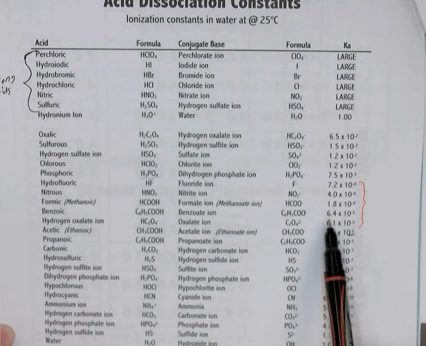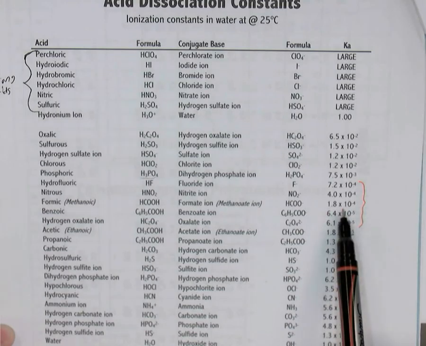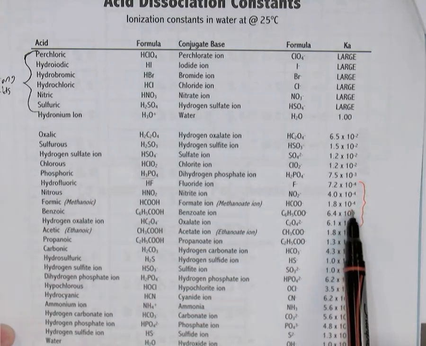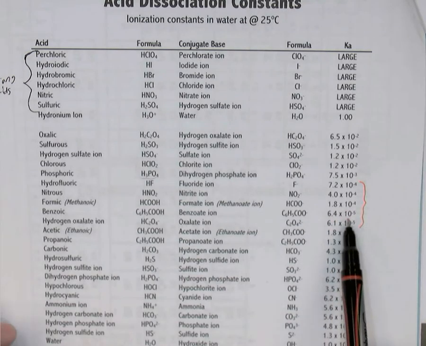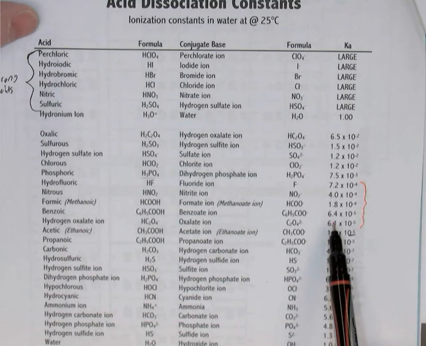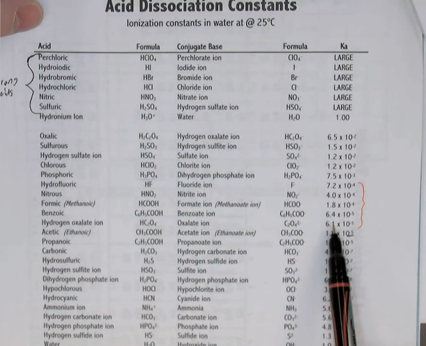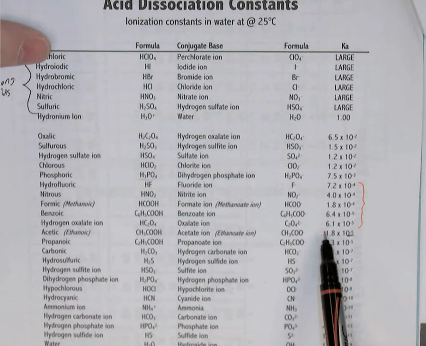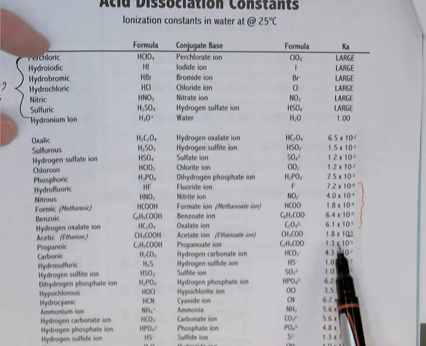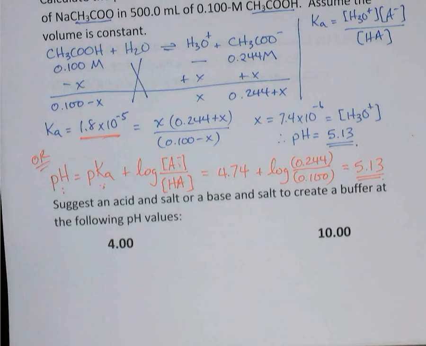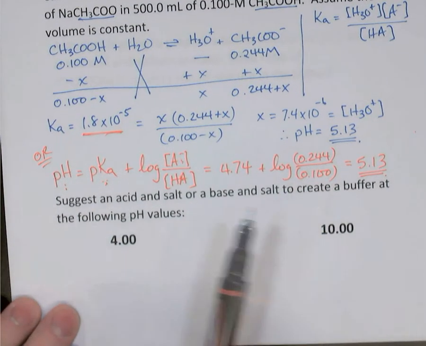4 times 10 to the minus 4, formic acid's looking pretty good, 1.8 times 10 to the minus 4, benzoic acid would be quite good, 6.4 times 10 to the minus 5 is getting close to 10 to the minus 4. Oxalic acid might be pretty good. Even acetic acid might work as well. So you want to choose an acid whose pKa is close to 4.